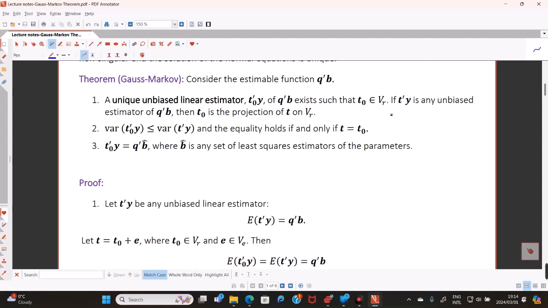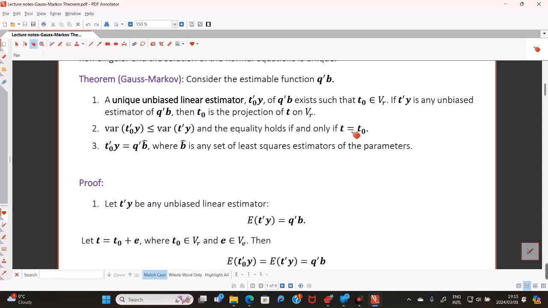And if t prime y is an unbiased estimator of q prime b, remember we may have several linear functions of observations for an estimable function of parameters. So if there is another linear function of observations like t prime y, and it's an unbiased estimator of q prime b, then t naught is the projection of t on VR. Another thing, it has the smallest variance, so the variance of t naught prime y is less than the variance of t prime y, and the equality of course holds if these two are equal to each other.